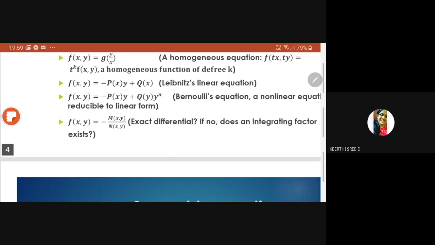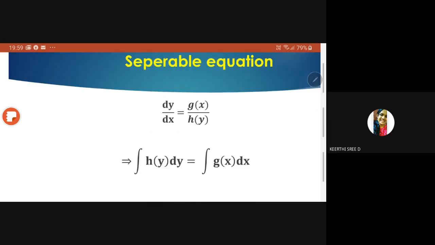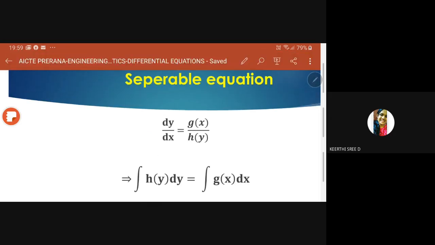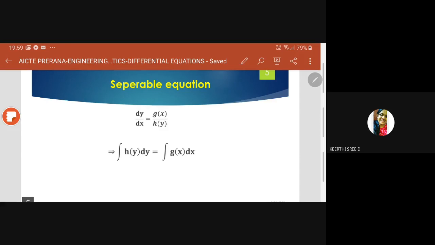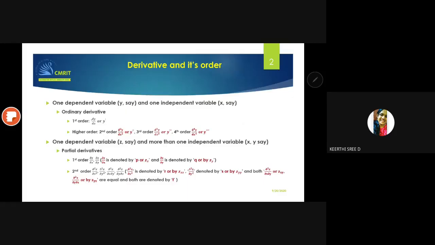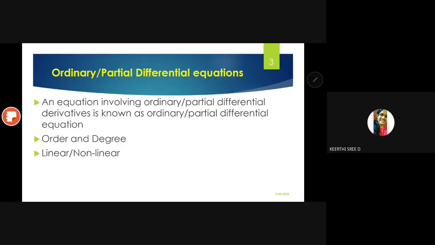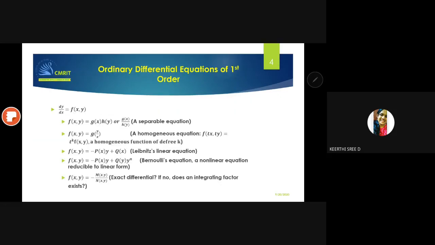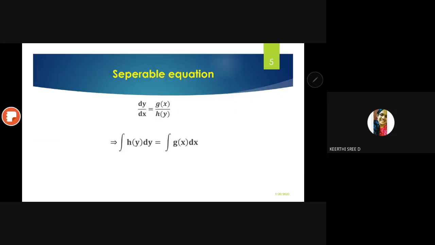Okay, what is our next? First, separable equation. So if it is a separable equation, simply you can write h of y dy is equal to g of x dx. So you can integrate both sides.